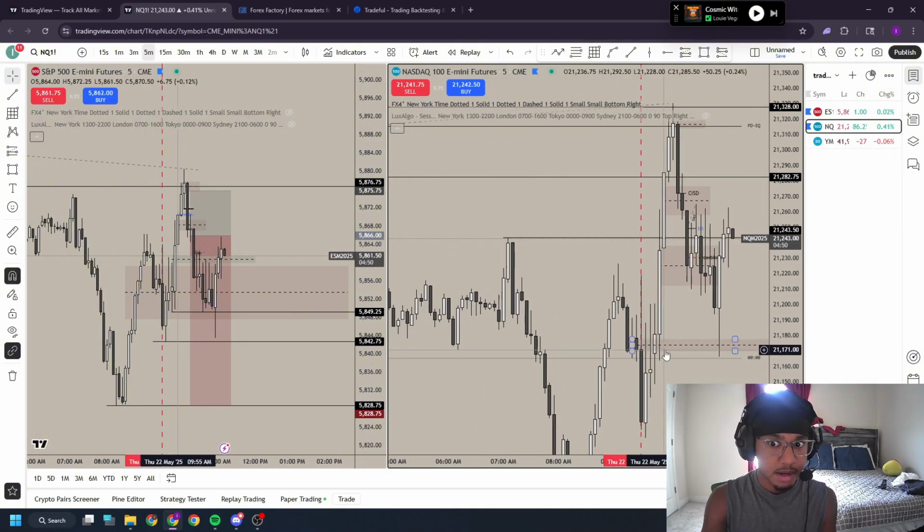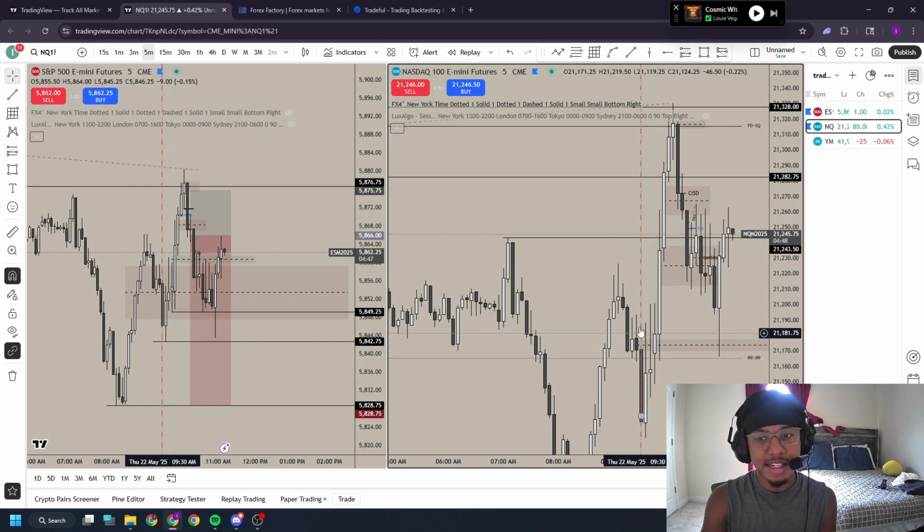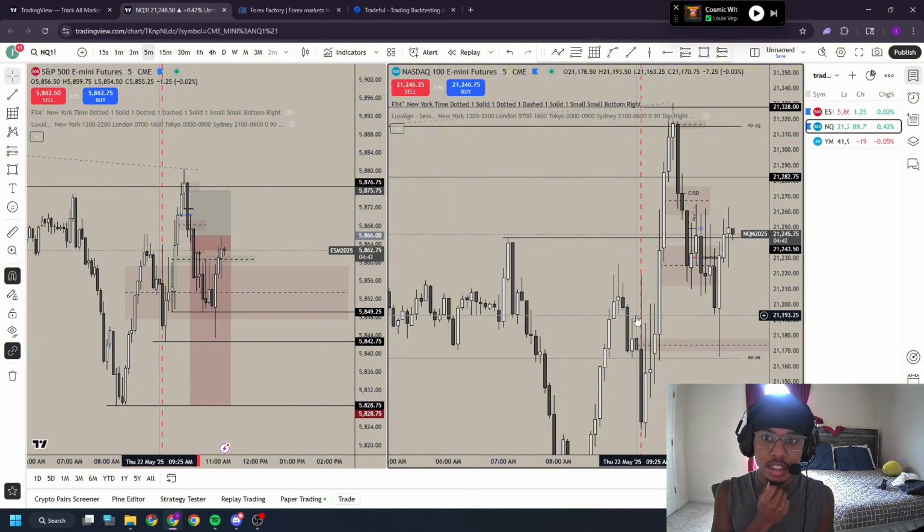We tapped into that 5 minute PD array after a not really clean displacement, which was why I was kind of hesitant, because what I'm starting to look for in my trades is really just clean displacements. As ICT said, and as every good trader says, with a clean, speedy displacement, the rest of the price action is going to follow.